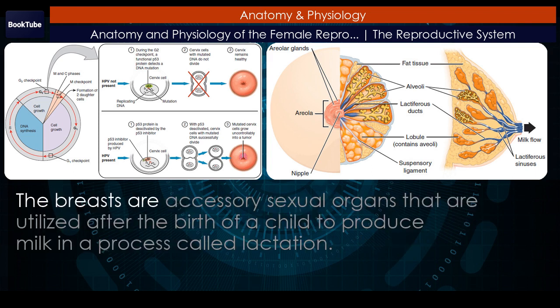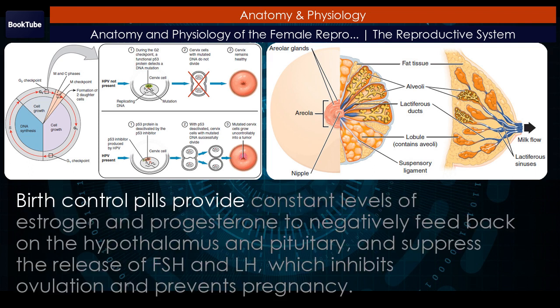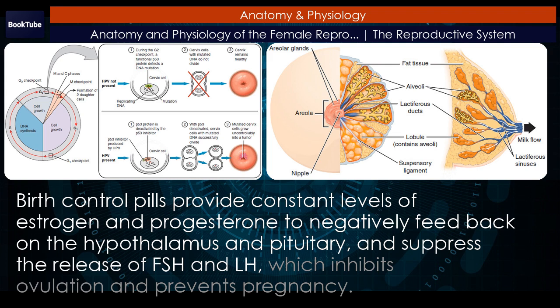The breasts are accessory sexual organs that are utilized after the birth of a child to produce milk in a process called lactation. Birth control pills provide constant levels of estrogen and progesterone to negatively feed back on the hypothalamus and pituitary, and suppress the release of FSH and LH, which inhibits ovulation and prevents pregnancy.